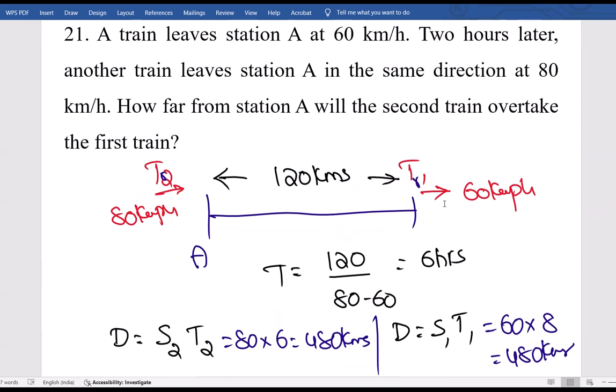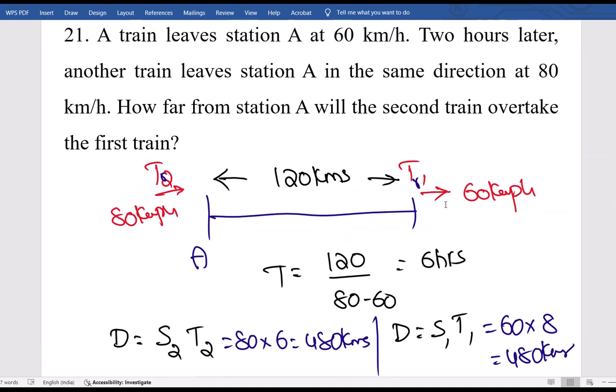If the question is after how much time they are going to meet, the answer is 6 hours. If the question is like after how many hours they are going to meet, the answer should be 6.